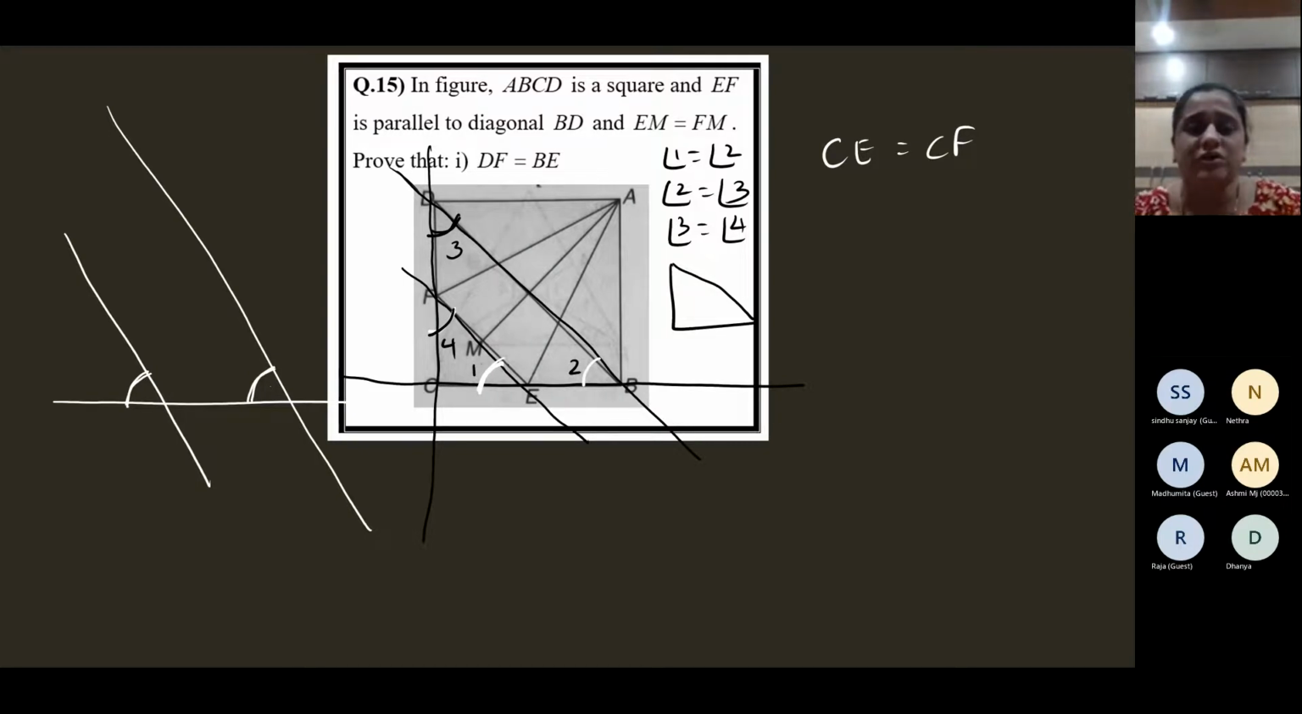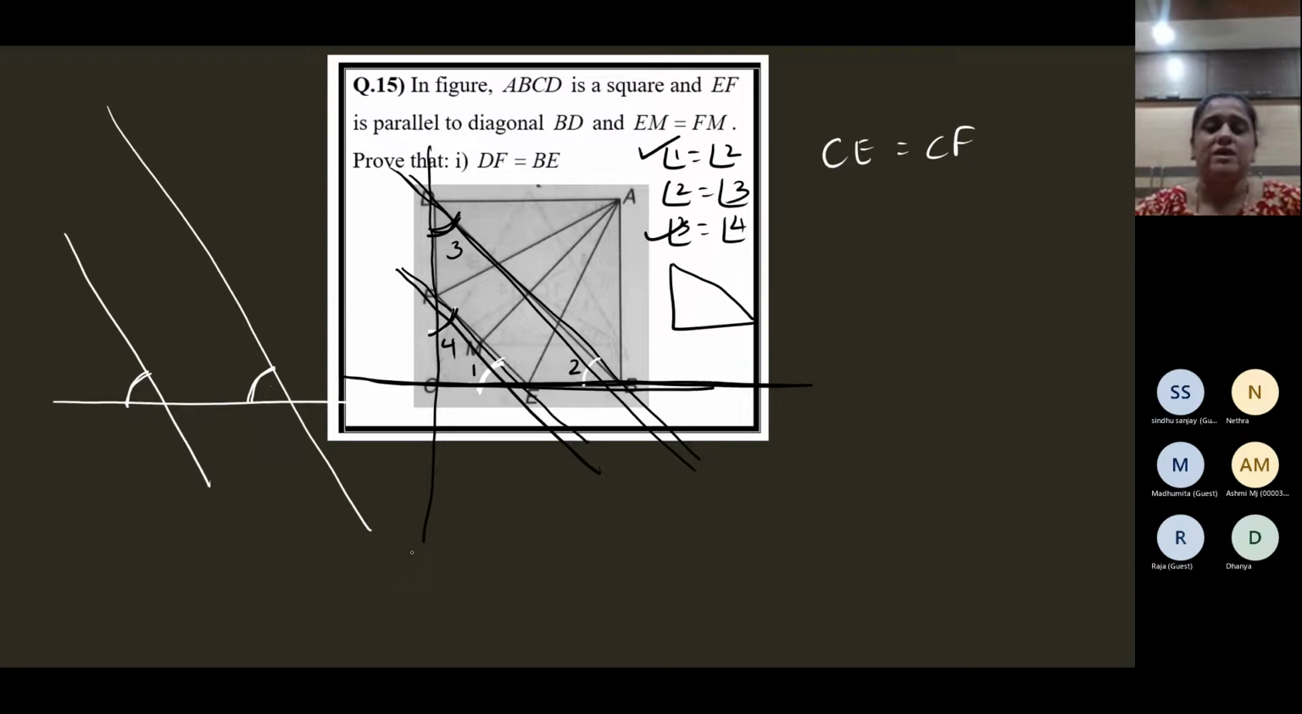So how did we get angle 1 is equal to angle 2? Because we are given two lines are parallel and considering the transversal CB, these two lines are parallel and BC is the transversal. Corresponding angles are equal. So we get angle 1 is equal to angle 2. Take the same set of parallel lines, but a different transversal, that is DC. DC is a transversal. You get angle 3 is equal to angle 4. Same reason.